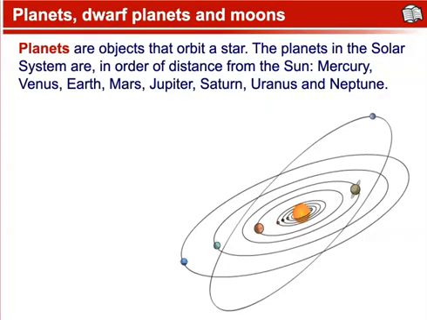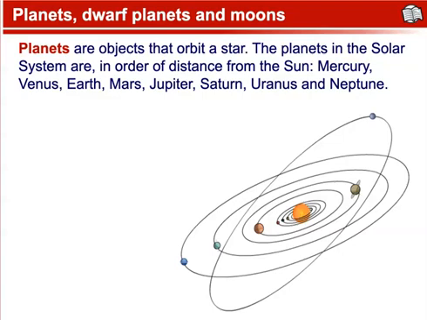According to the International Astronomical Union, 1. A planet is a celestial body that A. is in orbit around the sun, and B. has sufficient mass for its self-gravity to overcome rigid body forces so that it assumes a hydrostatic equilibrium, nearly round shape, and C. has cleared the neighborhood around its orbit. And that right there is kind of the sticky part, in that there's still objects kind of in the orbit of Pluto.